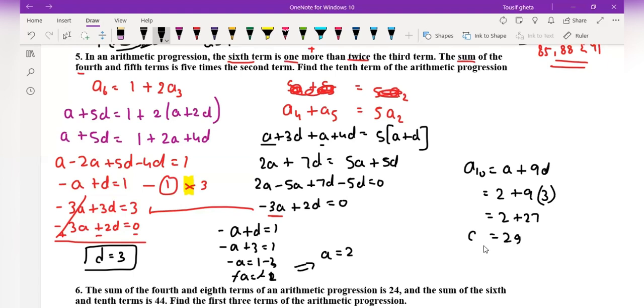Okay, 10th term का वैल्यू कितना रहेगा? 29. That is the fifth solution.